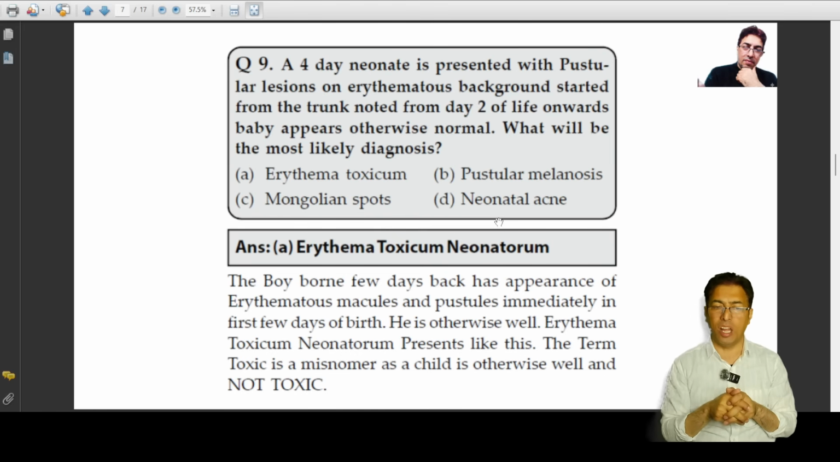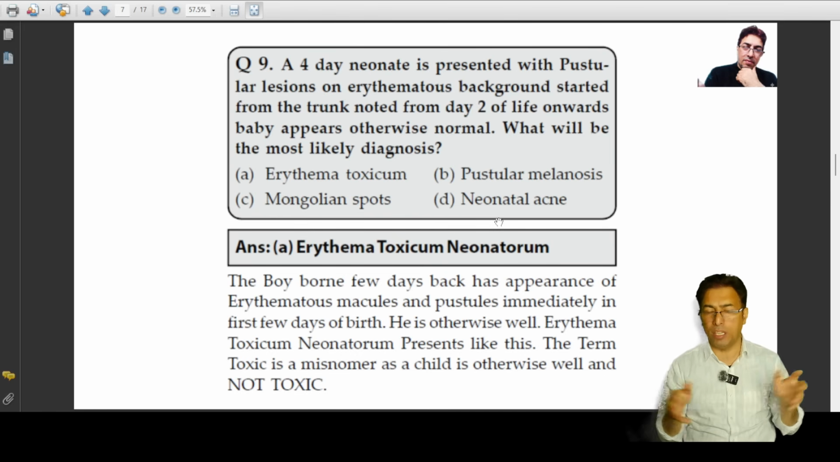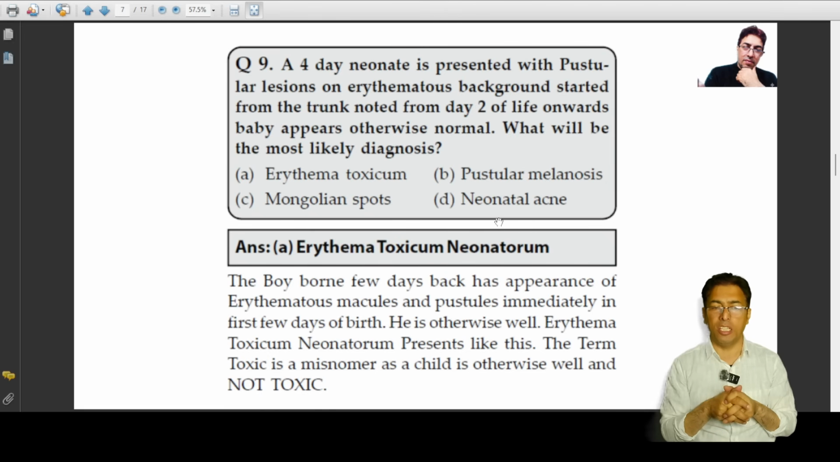Neonatal acne is not presenting like this. The Mongolian spots are something different. They are congenitally present and they too are benign. They have nothing to do with Down syndrome. So the correct answer over here is erythema toxicum, or erythema toxicum neonatorum, to be more specific.